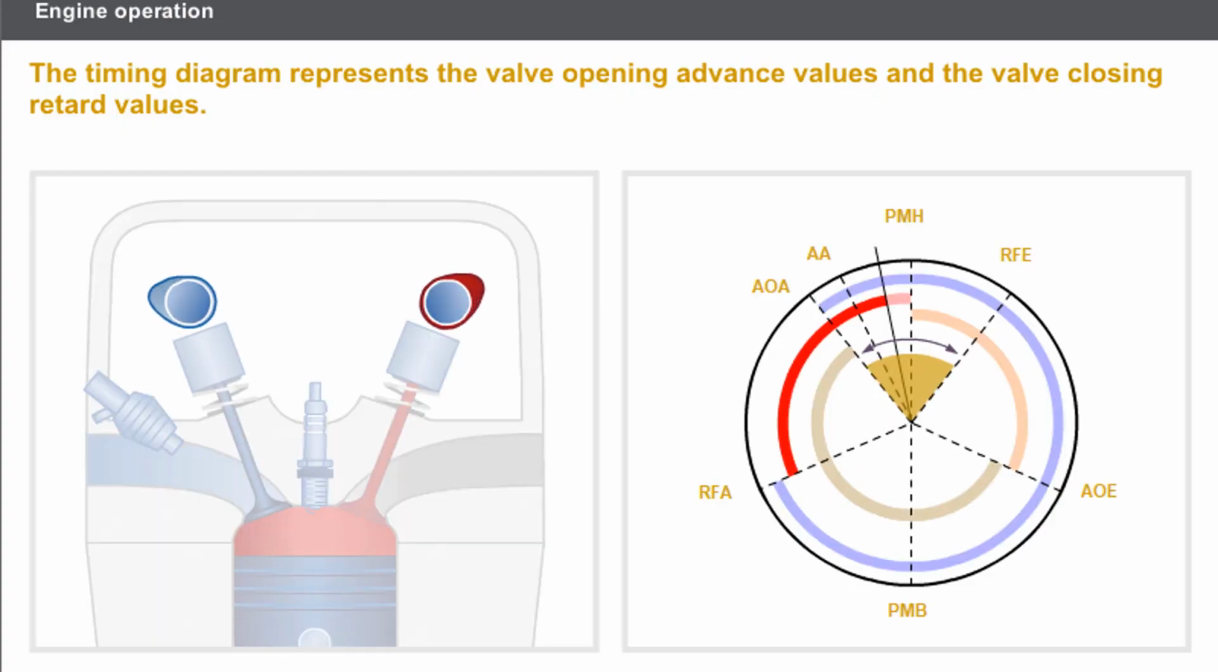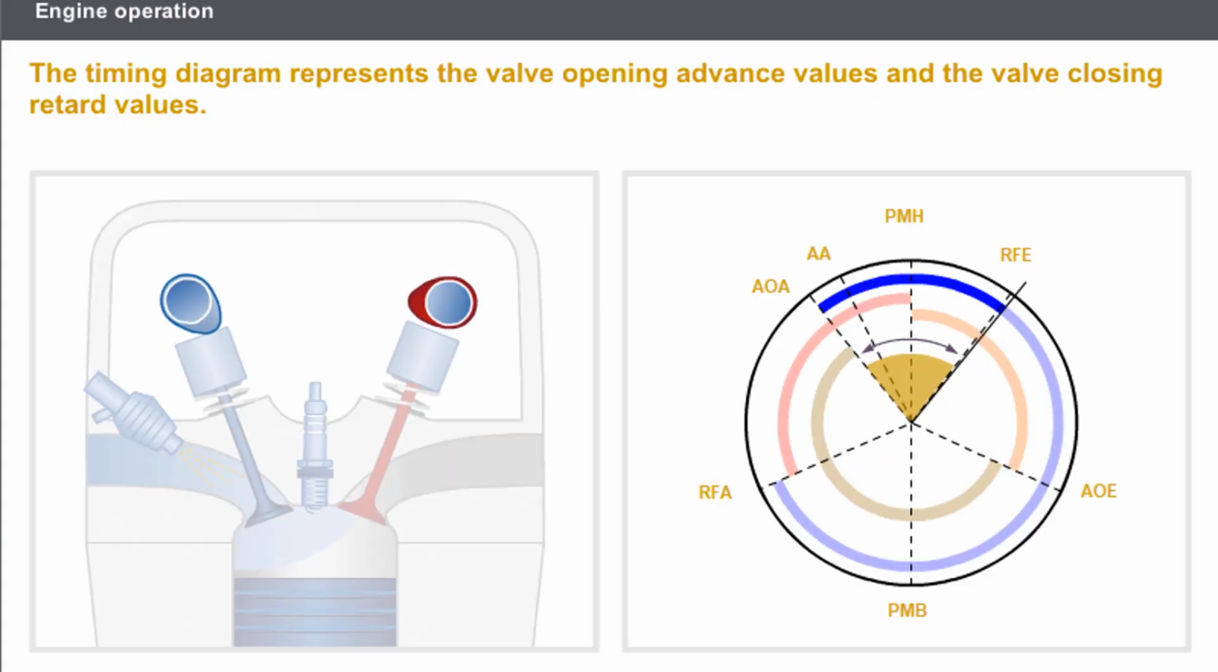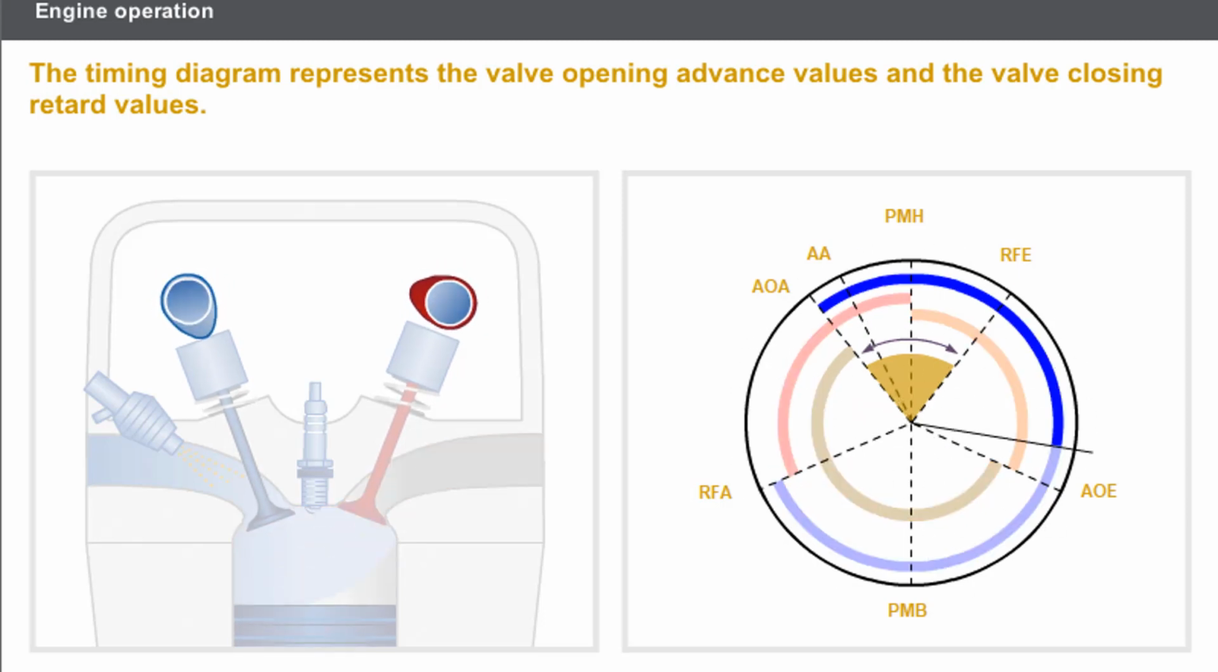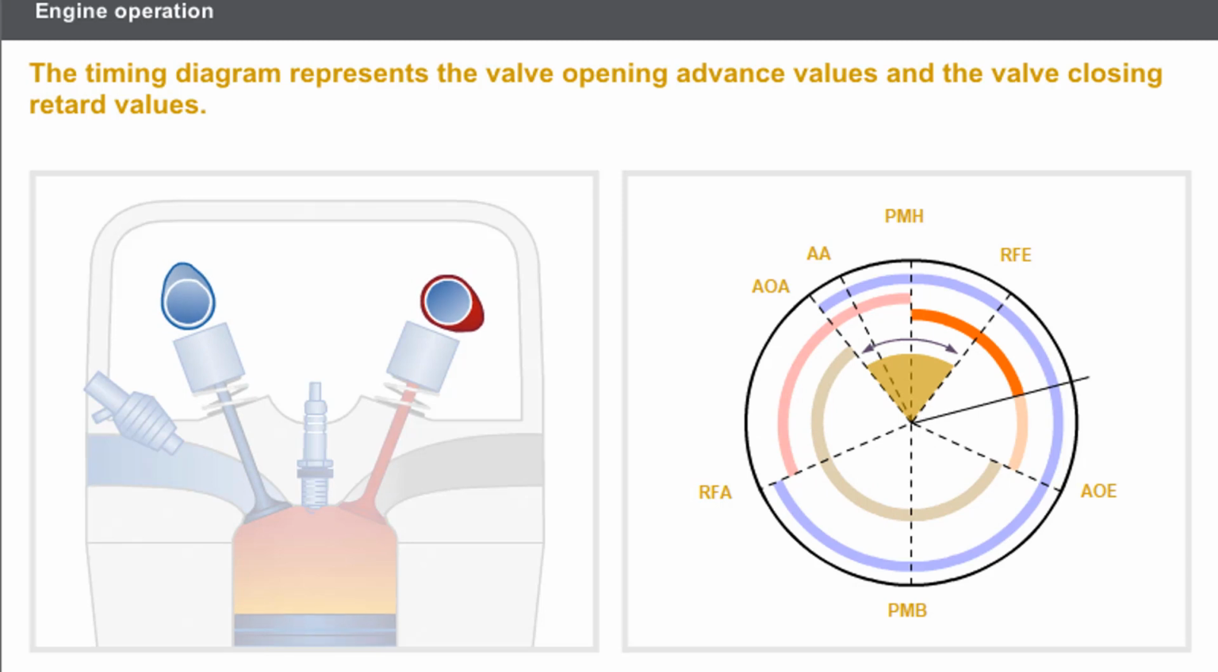The points of opening and closing of the valves in the 4-stroke cycle seen previously are theoretical. In reality, the opening and closing of the valves is sequenced to optimize engine performance. The timing diagram represents the valve opening advance values and the valve closing retard values.